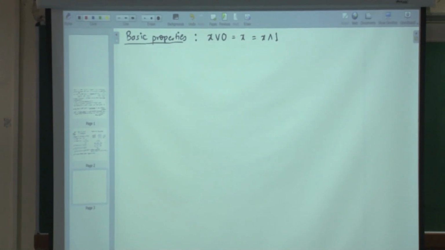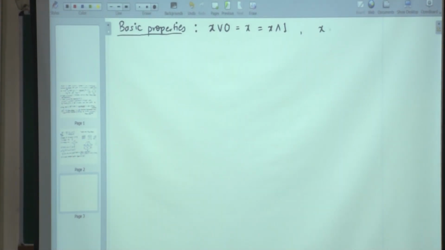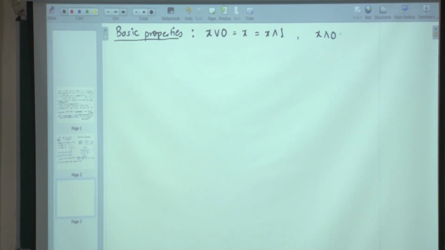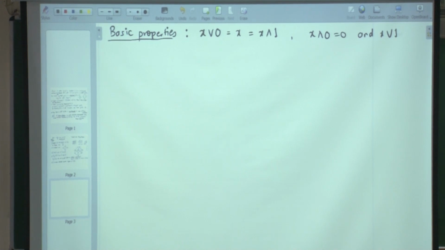What will be x join 0, and this is also x meet 1. Yeah, we already used this. Then what is x meet 0 and x join 1? Oh, okay.